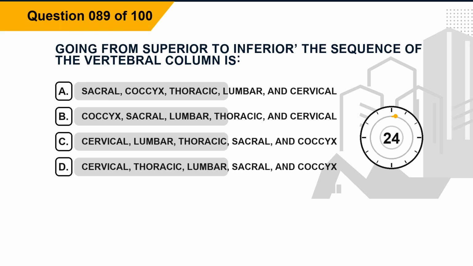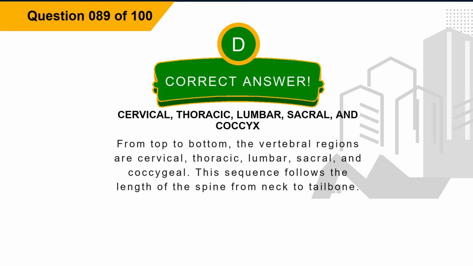Question 89. Going from superior to inferior, the sequence of the vertebral column is: Option A, sacral, coccyx, thoracic, lumbar, and cervical. Option B, coccyx, sacral, lumbar, thoracic, and cervical. Option C, cervical, lumbar, thoracic, sacral, and coccyx. Option D, cervical, thoracic, lumbar, sacral, and coccyx. The correct answer is option D, cervical, thoracic, lumbar, sacral, and coccyx. Explanation: from top to bottom, the vertebral regions are cervical, thoracic, lumbar, sacral, and coccygeal. This sequence follows the length of the spine from neck to tailbone.